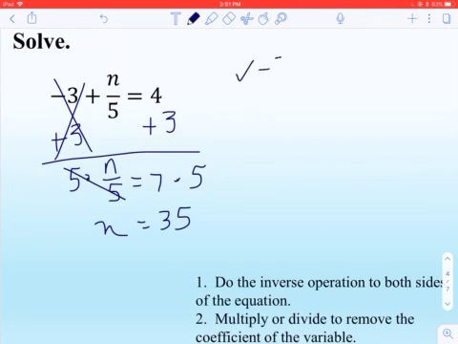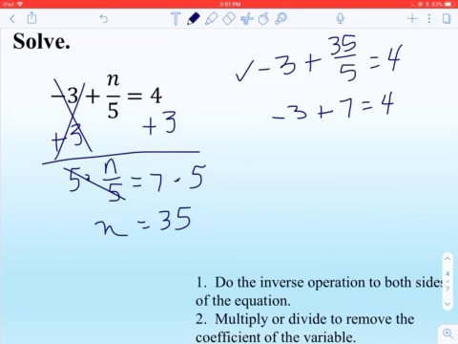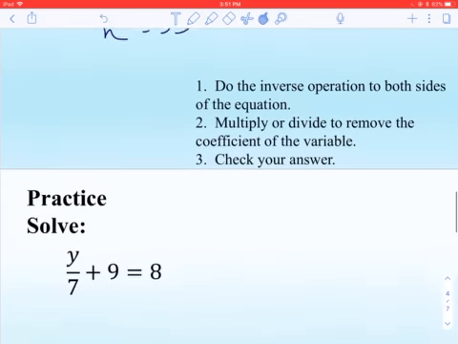In my check, I have negative 3 plus, so remember on your check, you do exactly what was there. Divided by 5 is equal to 4. So I have negative 3 plus 35 divided by 5 is 7 equals 4. Again, if you need a calculator, that's fine. Go ahead and use a calculator. Negative 3 plus 7 is 4, so I have 4 equals 4. That's my solution. So I know I got the right answer because I got a true statement.